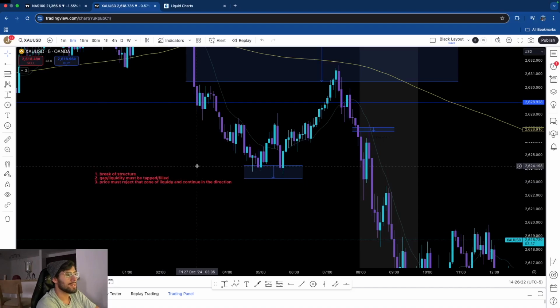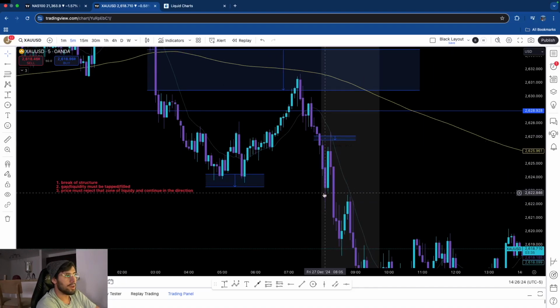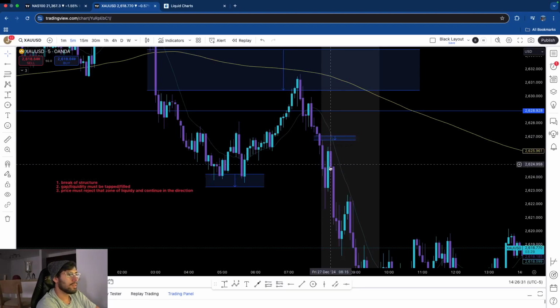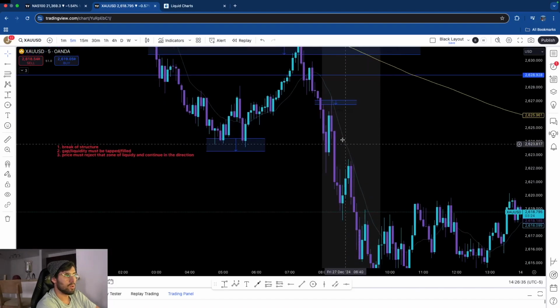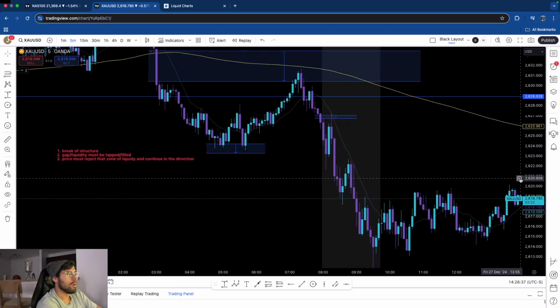Snipers were patient and waited for number 2. Gap liquidity must be tapped and filled. There was a gap right here after the break of structure. Break of structure right here. Gap comes up, price comes up, hits the gap, and then rejects that gap and starts trending back down. We have to wait for all those 3 things to happen before we even execute. We can't execute on 1 and 2 without 3 happening.